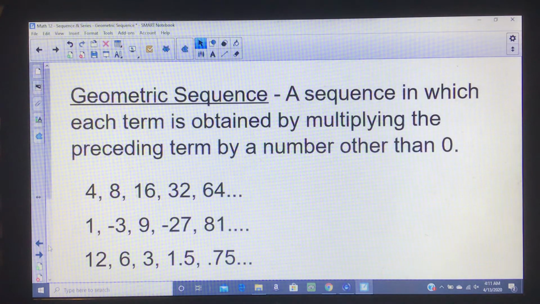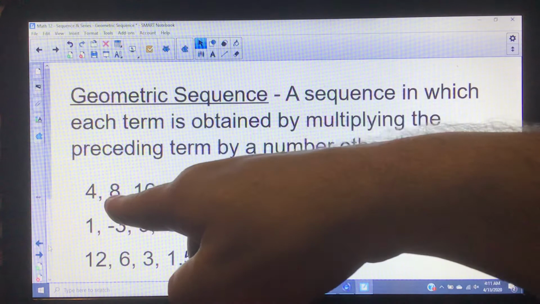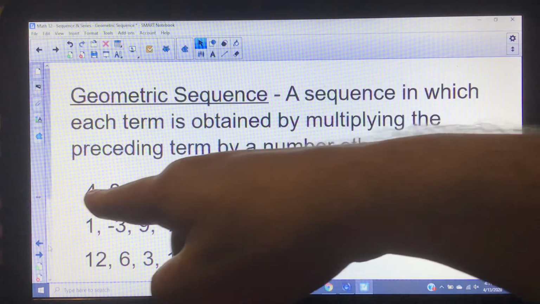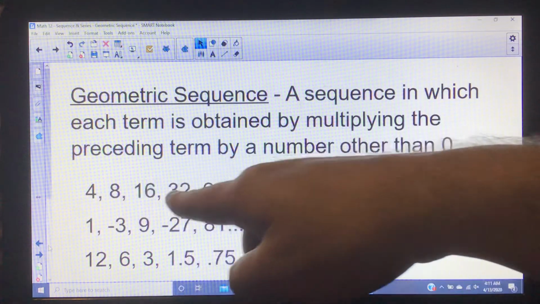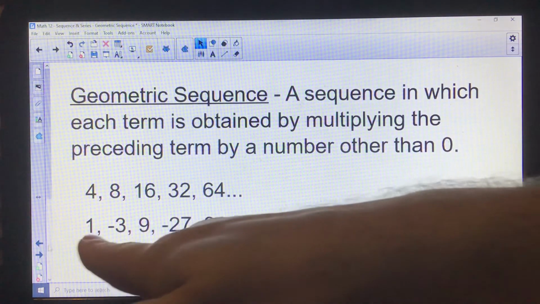So in a geometric sequence, you can get the next member by multiplying the previous member by some number. So in this case, I'm multiplying by 2s. The number doesn't have to be a whole number, nor does it even have to be positive. This is a geometric sequence.